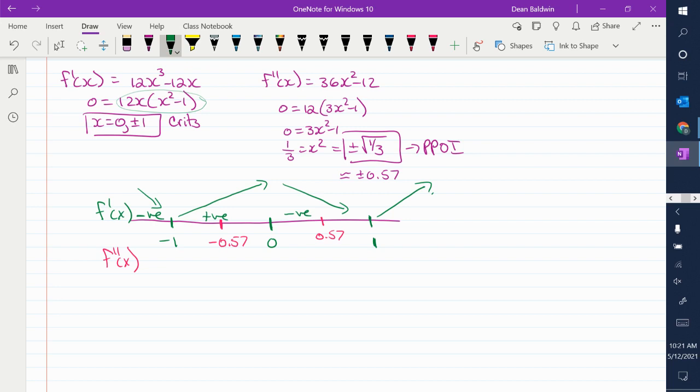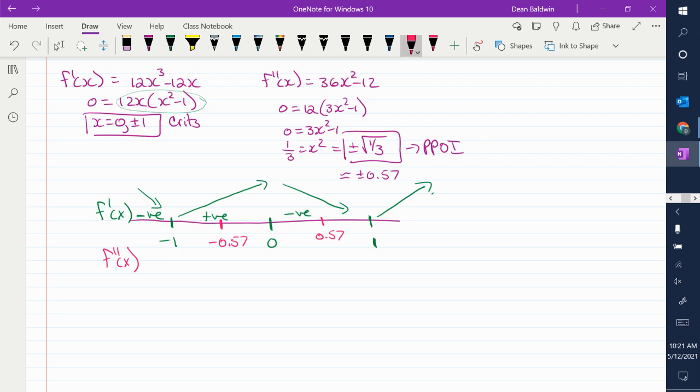Where are our maxes and mins? We know what they are. That's a min, that's a max, and that's a min. So we've got those in our head. Now we have to do the second derivative test, or second derivative stuff.